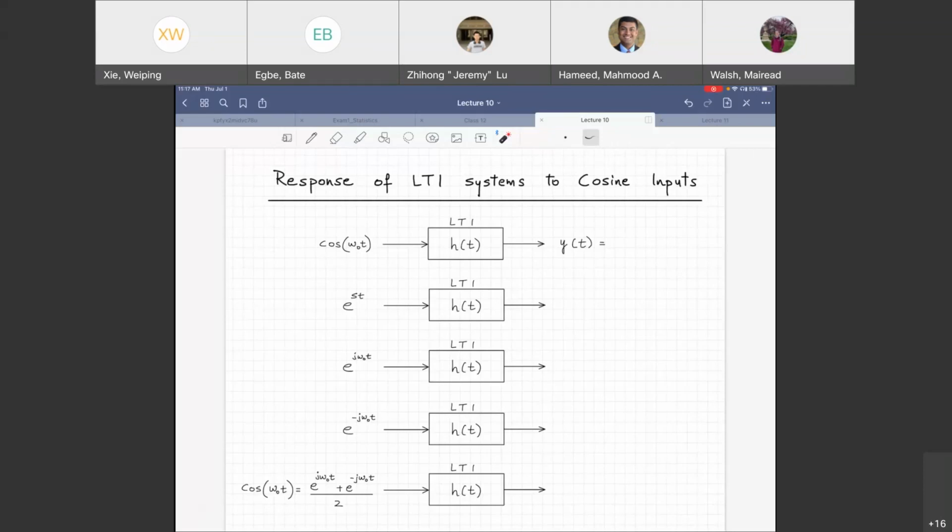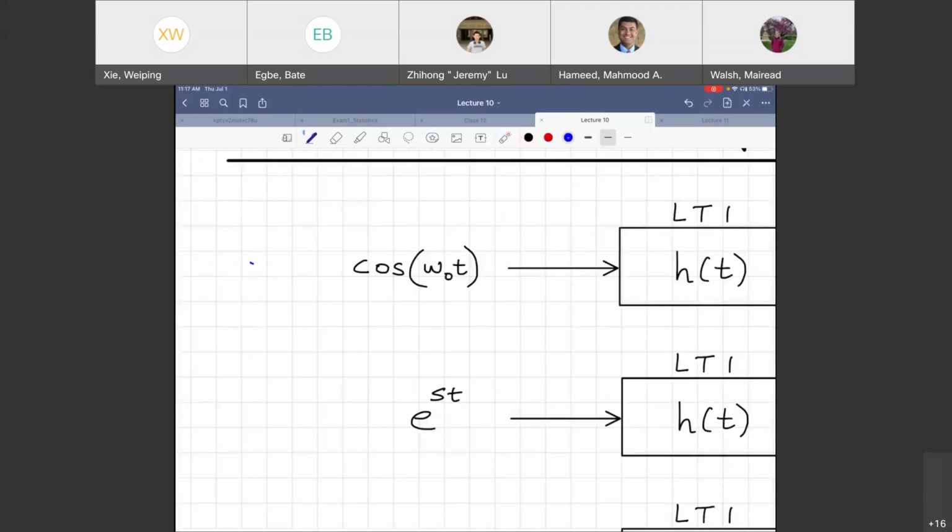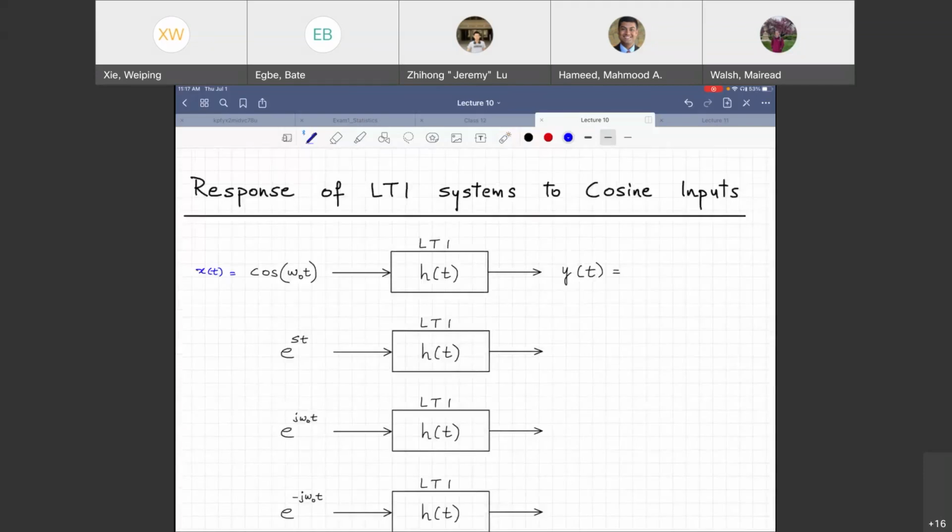Let me call this x of t, and this is h of t. What is y of t? What do you guys say? How do you find this out? Don't look at things below this. Just look at the first question. You are given the input, you are given h of t. How do you find the output?